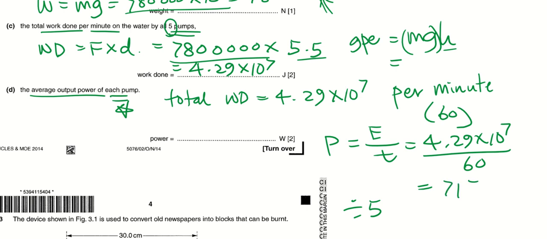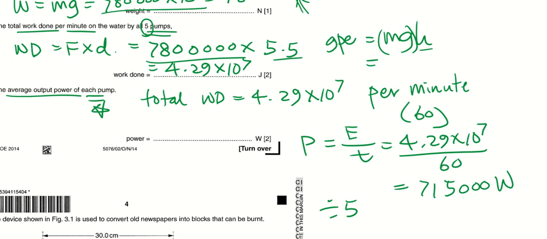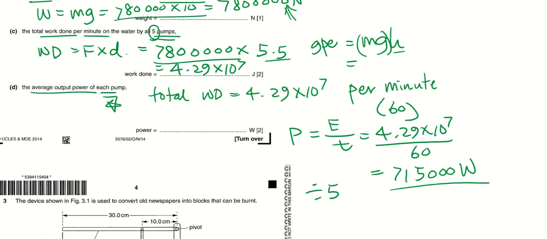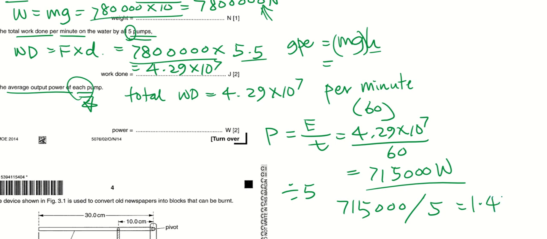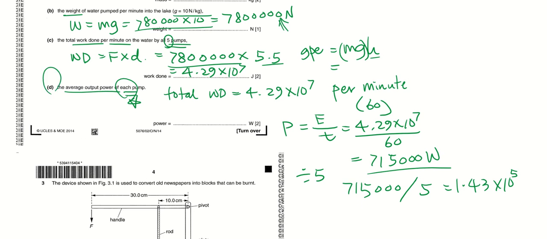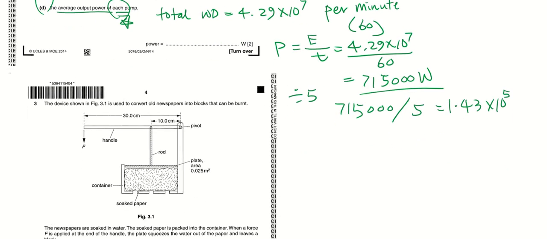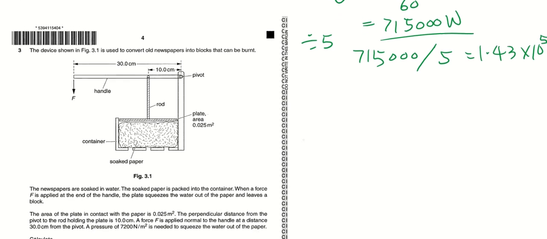It is equal to 715,000 watts. Okay. So for the whole system of the 5 pumps, the output power is 715,000 watts. But because they're asking for each pump, I need to take 715,000 divided by 5. I will get a value of 1.43 times 10 to the power of 5 watts. So this question is actually not very difficult, but if you didn't read carefully, then you will not get the same answer. Alright. So let's move on to question 3.